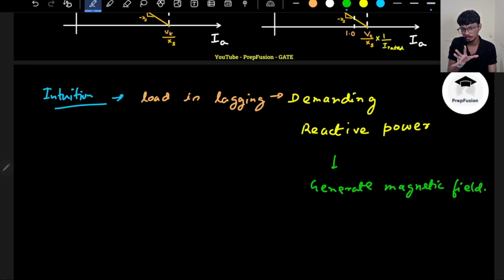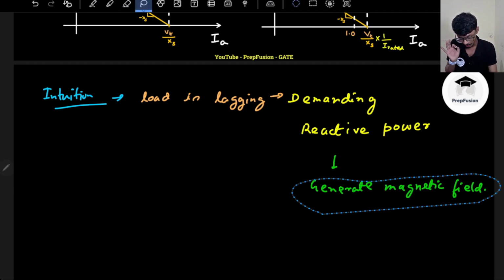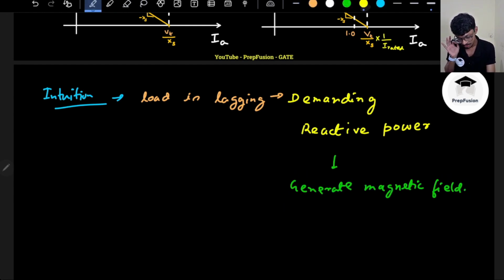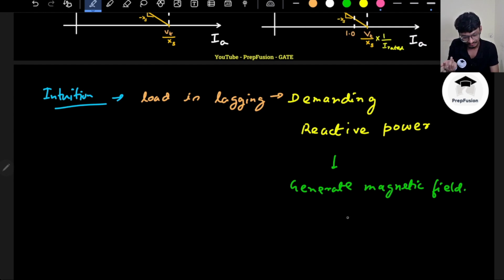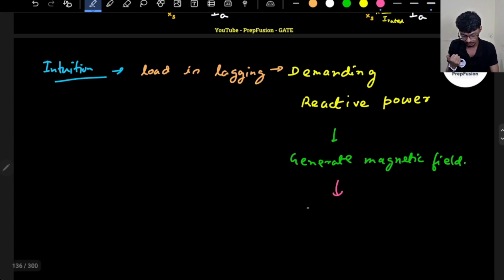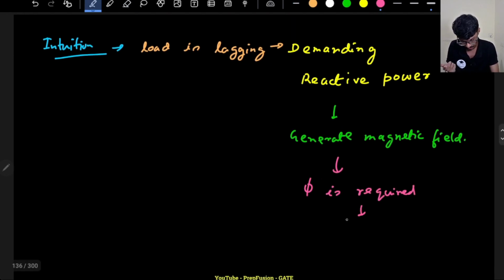So if I have to generate magnetic field, how will I generate it? By providing flux. Someone has to supply flux. So flux is required. Who will deliver it? The generator will deliver. How can I deliver flux? By overexciting the generator.